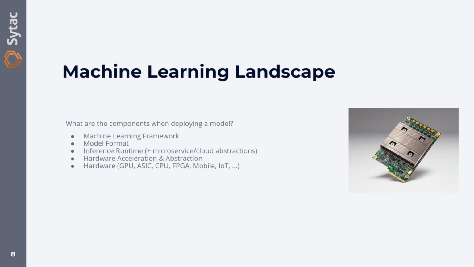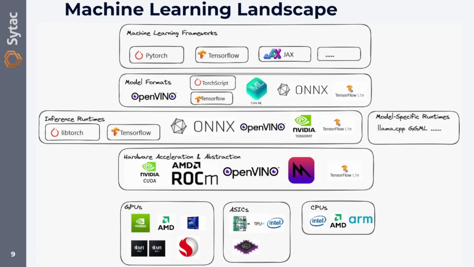Usually you have some layer with hardware acceleration abstraction, so things like CUDA, OpenVINO. We're going to talk about that a little more later. You need some way to abstract the hardware. Usually the inference runtime supports multiple types of these layers, and you have your hardware itself. So you want to deploy on a GPU, an ASIC, CPU, FPGA, a mobile, IoT, whatever.